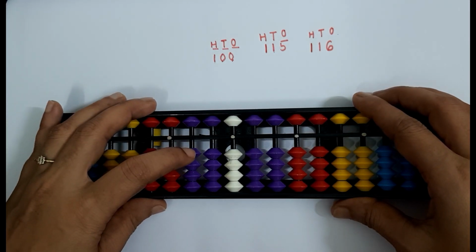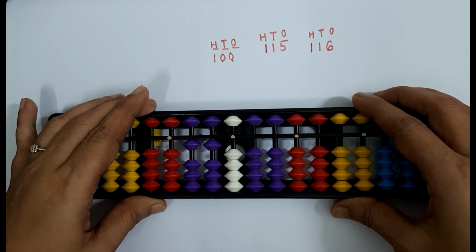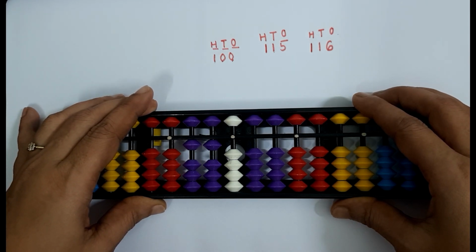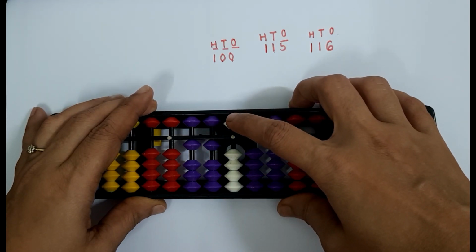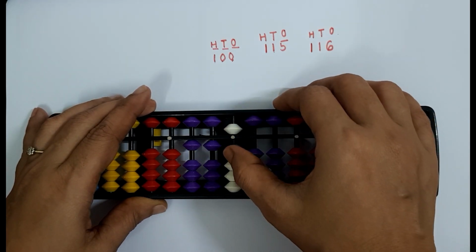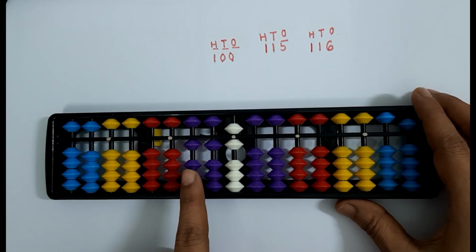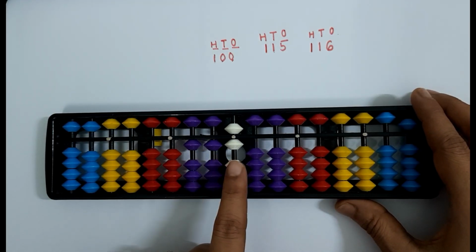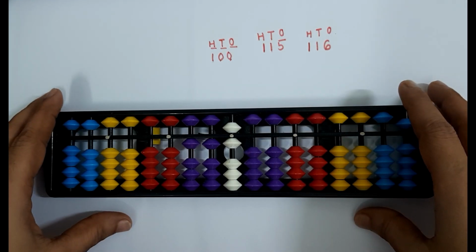So 1 at hundreds place and 1 at tens place and 6 at ones place. 6 means 5 plus 1. So upper bead value is 5 and one lower bead is 1. Now it is 6. Now this tool is representing 116. Now let us know the representation of this set of numbers.